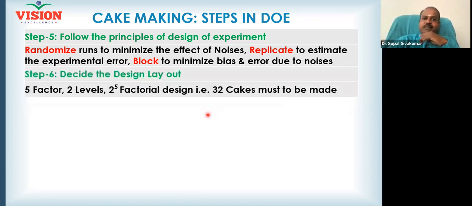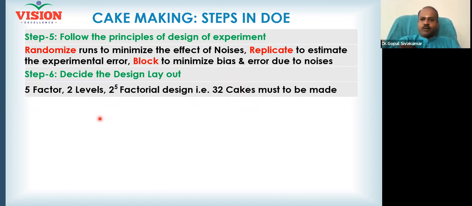Step number 6, decide the design layout. 5 factors, 2 levels. Now the design is called a 2 power 5 factorial design. What is 2 power 5? 2 multiplied by 2 again, 5 times. It will be 32. Minimum 32 cakes have to be produced if you are working on 5 factors, 2 levels.